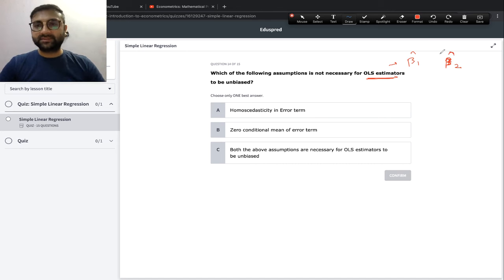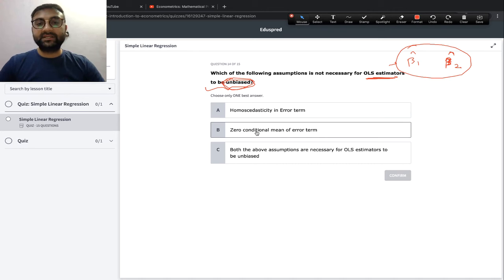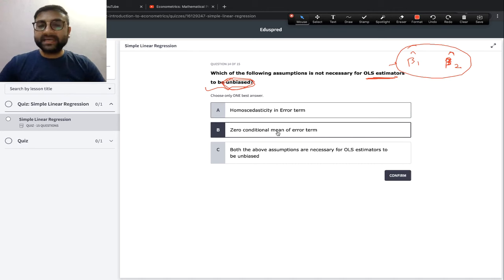If you want your OLS estimators to be unbiased, like only unbiased, then the assumption that you need is this: zero conditional mean of the error term. Homoscedasticity has nothing to do with unbiasedness. Whether homoscedasticity holds or does not hold, the unbiasedness property is not affected. So basically the unbiasedness part depends on this assumption and it has nothing to do with this assumption.